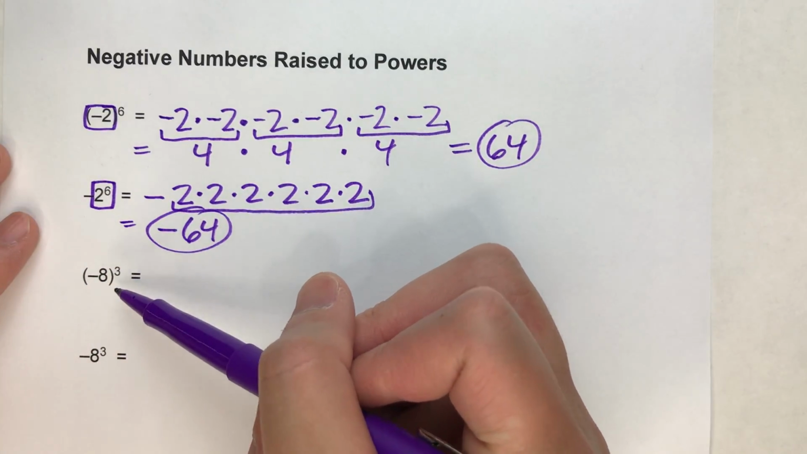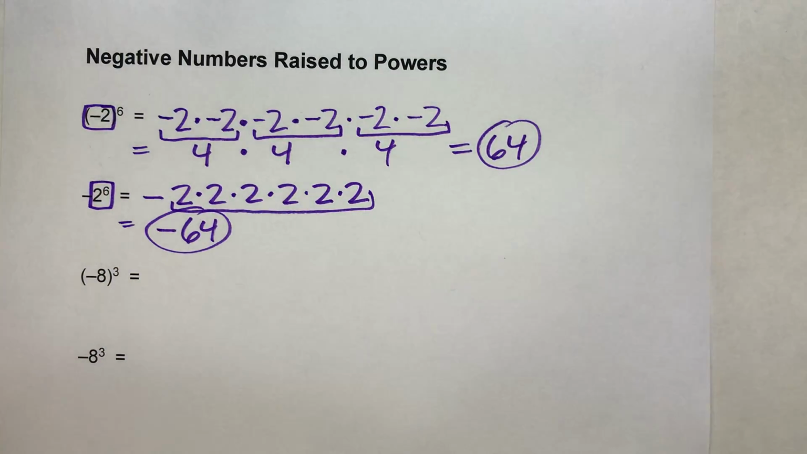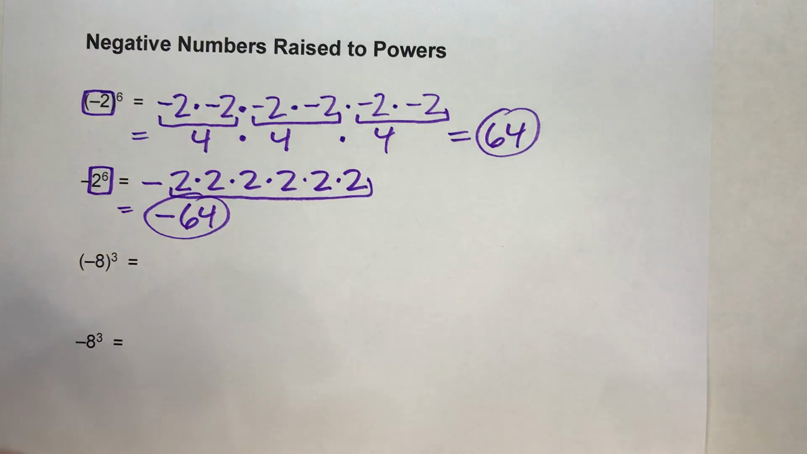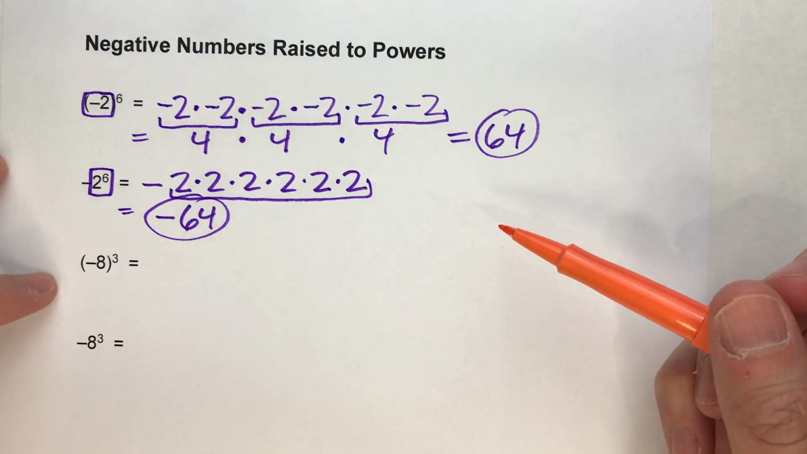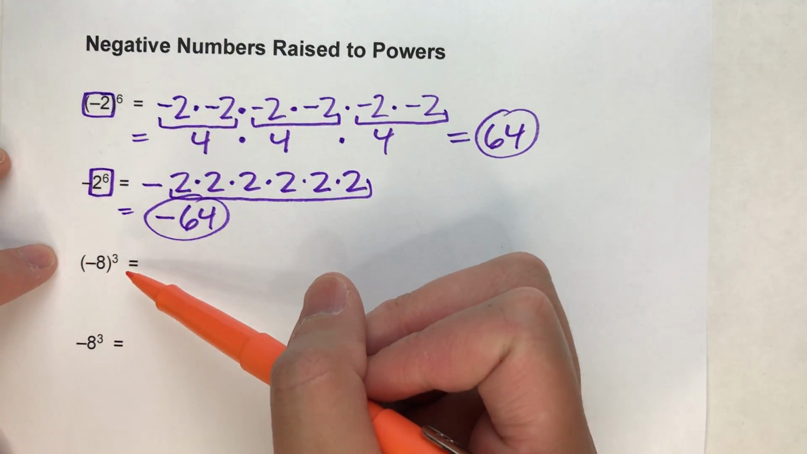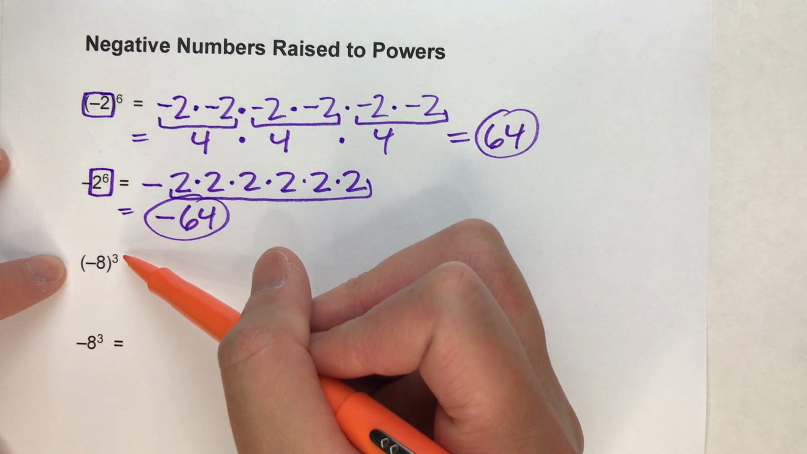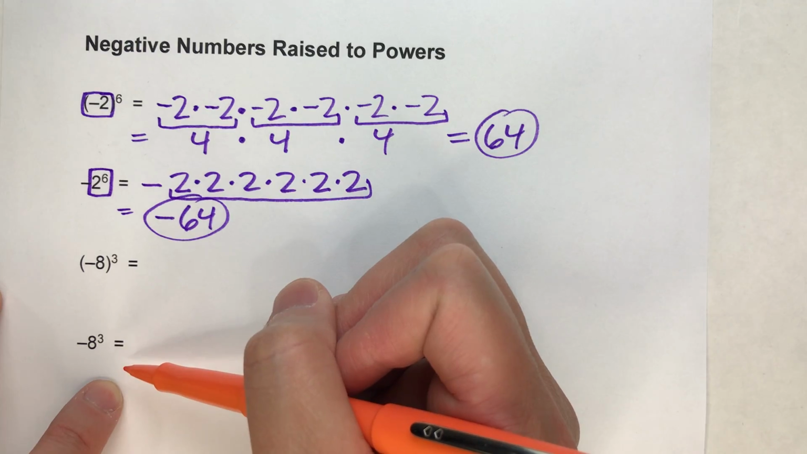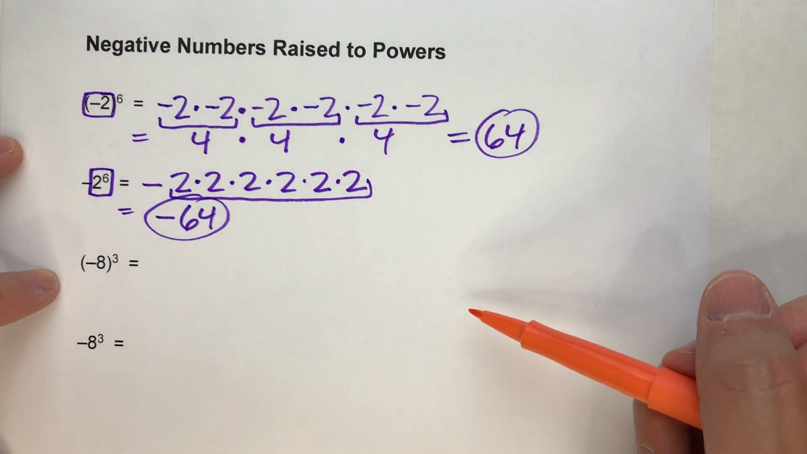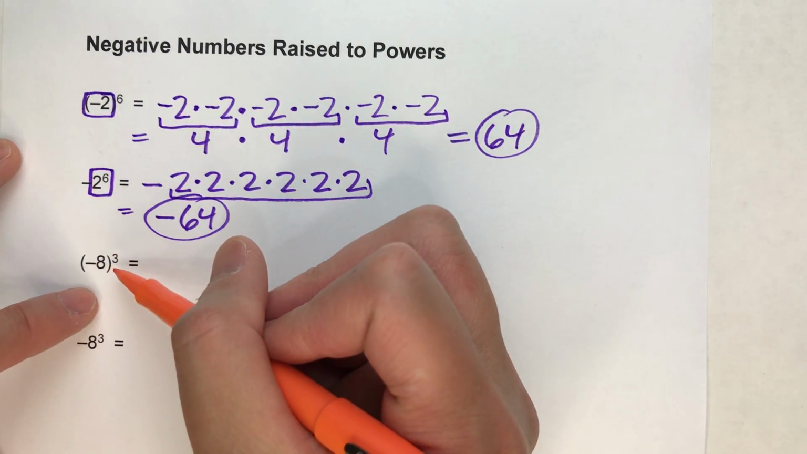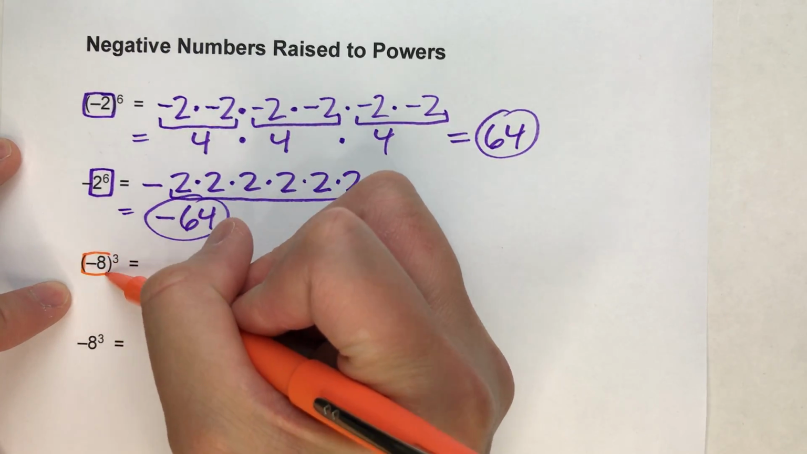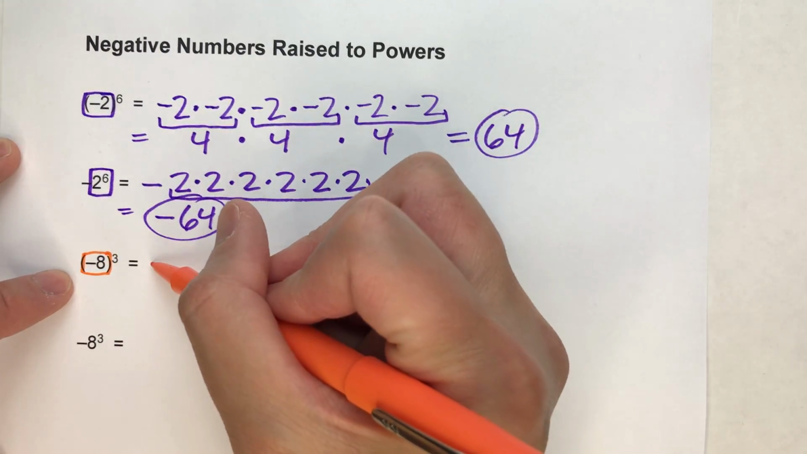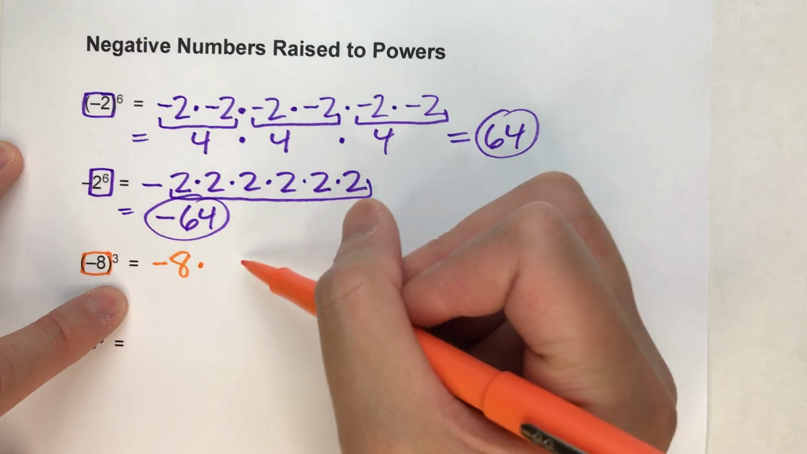But what happens when you have an odd exponent? Well, things come out a little bit different, but it works the same way. So down below, I've got (-8) to the 3rd power, and I've got -8 to the 3rd power. Let's write this one out and figure out what we get. So for the first one, negative 8 is in parentheses, so we're going to repeatedly multiply negative 8 times itself 3 times.